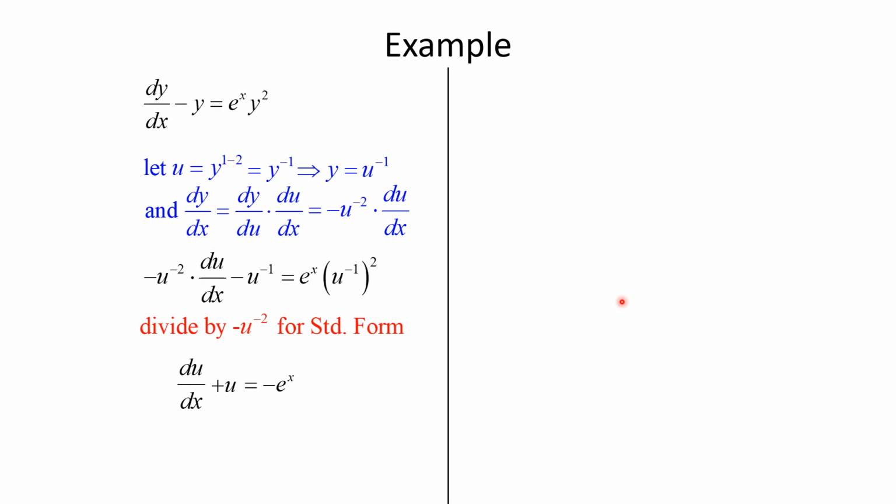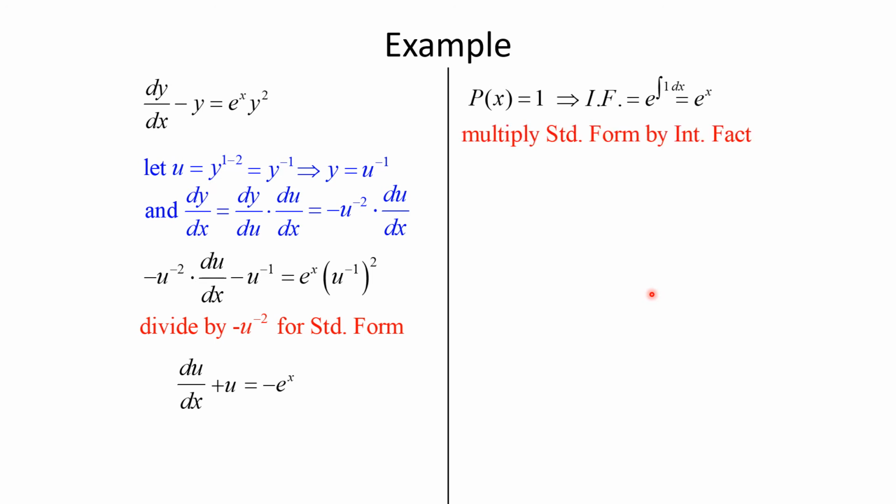Now that this is in standard form, we can identify the coefficient of our dependent variable and use that to find our integrating factor. So p of x is going to equal 1, so that's a 1 right there, and that means that our integrating factor will be e raised to the integral of 1 dx, or e to the x. We'll multiply the standard form by that integrating factor, so we get e to the x times du dx plus e to the x times u equals negative e to the x times e to the x.